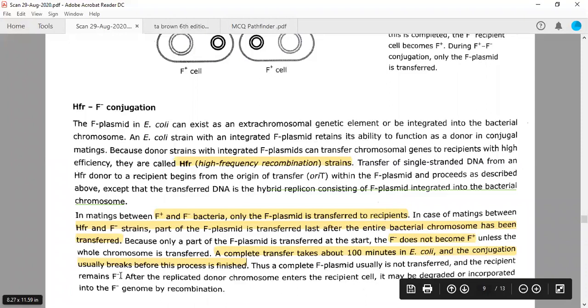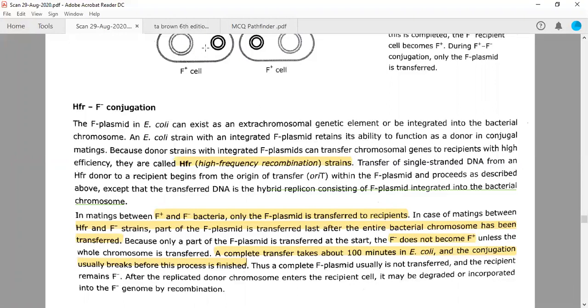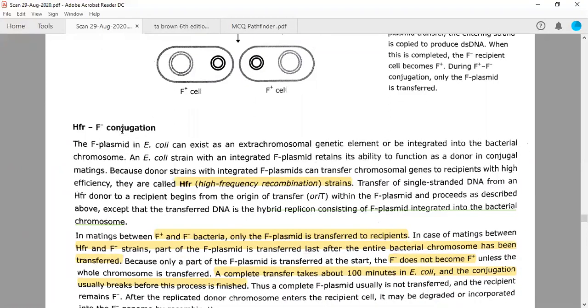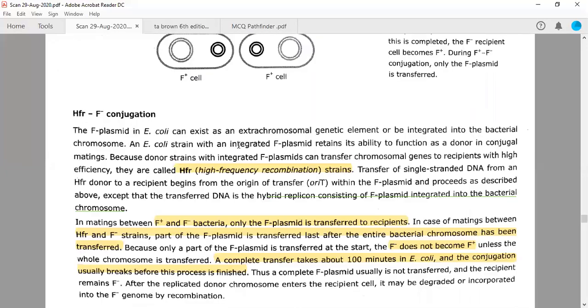Okay, so now here is a question for you. You need to understand, because this F plasmid is small in size, it is most probable that if there is a meeting between an F positive and an F negative cell, the F negative cell will also become F positive. But if there is a mating or conjugation between HFR and an F negative strain, then the possibility of the F negative becoming F positive is very, very less, since it will take about 100 minutes, and this is not feasible normally in the environment.